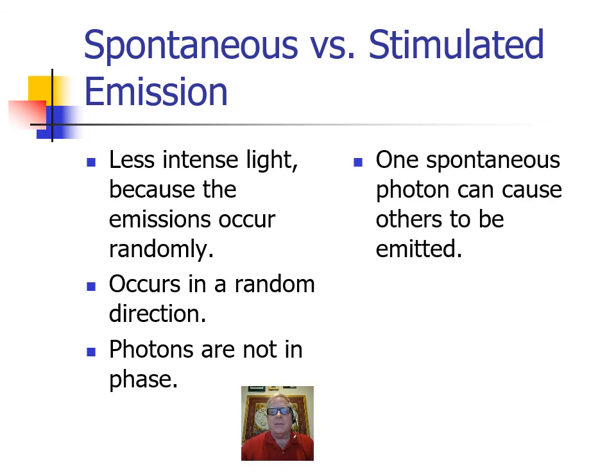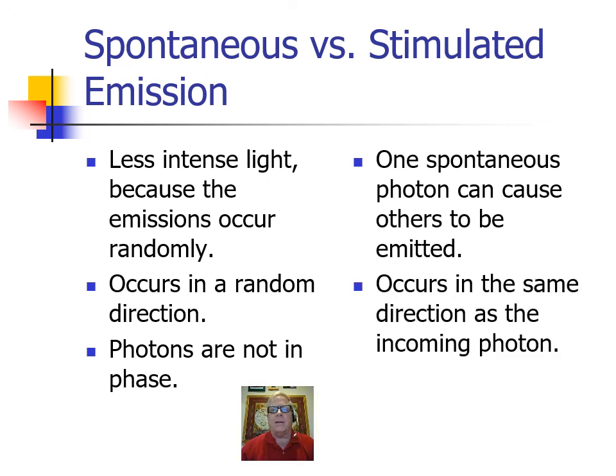Whereas with laser emission, with stimulated emission, a spontaneous photon can cause others to be emitted, and of course that has a cascading effect when other photons get emitted from the stimulated photons. And the nice thing about it is that it occurs in the same direction as the incoming photon. This leads to a very intense light beam because all the photons are going in the same direction, and they're in phase with each other.